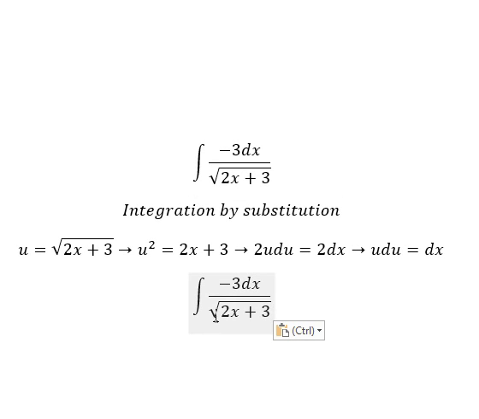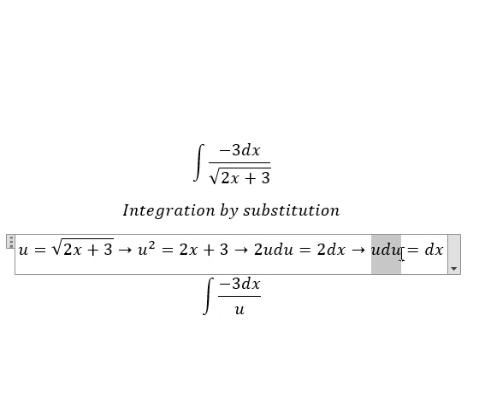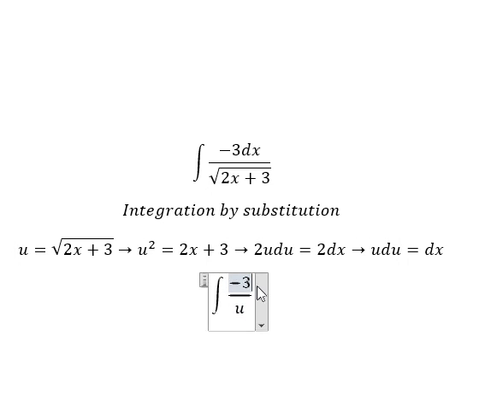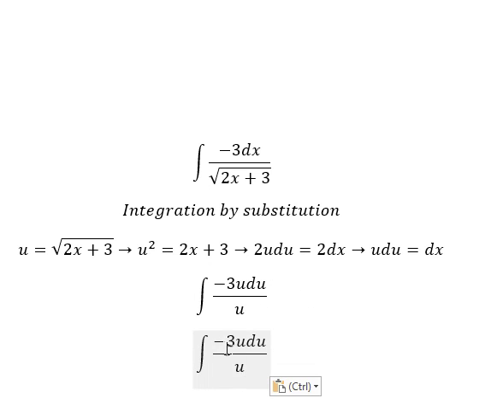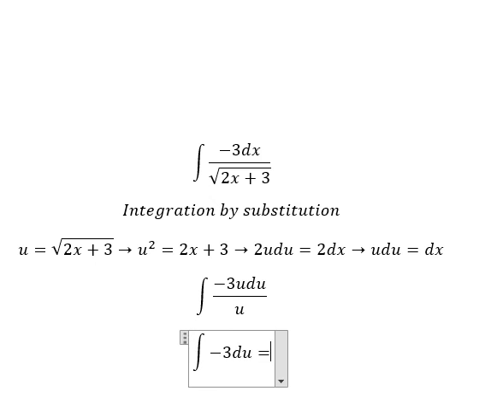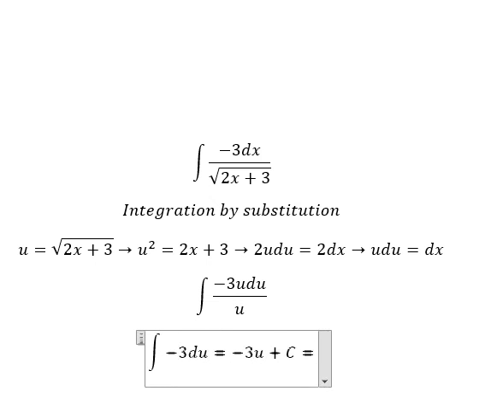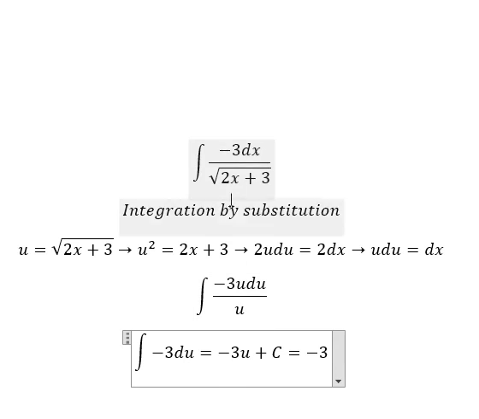The square root we change for u. The dx we change for this one. U divided by u. This one we have negative number 3u plus c. About u, that is this one.